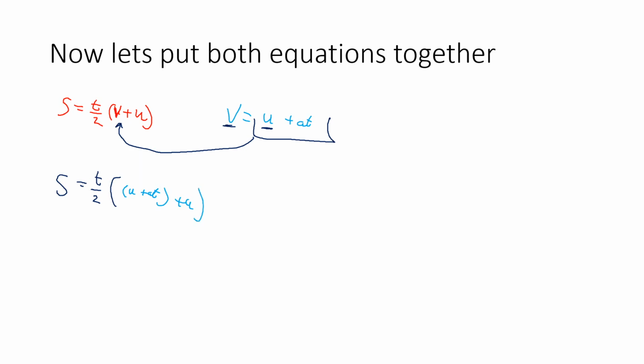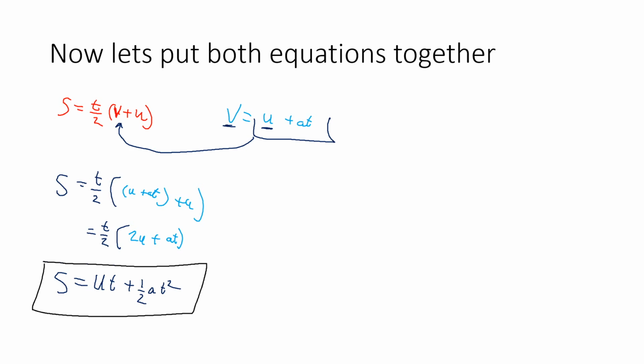If we simplify this, it is the same as t over 2 times (2u plus at). And then we can expand the brackets, and s will be equal to ut plus a half at squared. And that is another formula down.